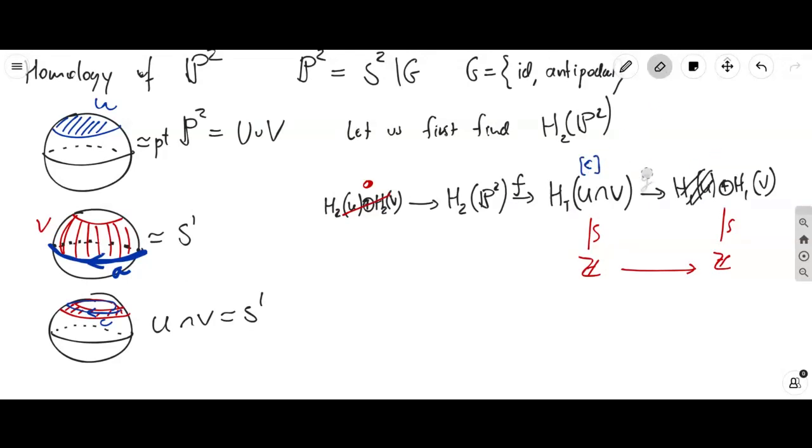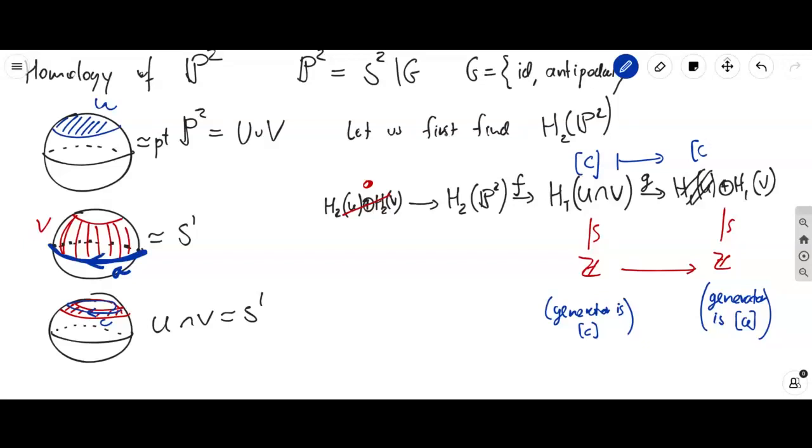And the generator, so maybe we'll just say it over here. The generator is C, and here, the generator is A. Okay? Now, here's what you're doing. G is taking this generator class and mapping it to itself. So at first, it looks like it's the identity because C goes to C.